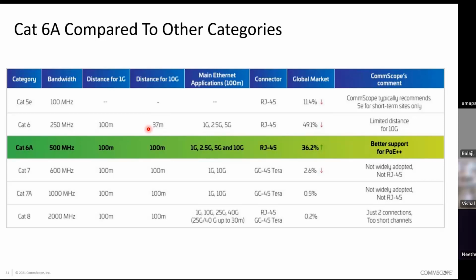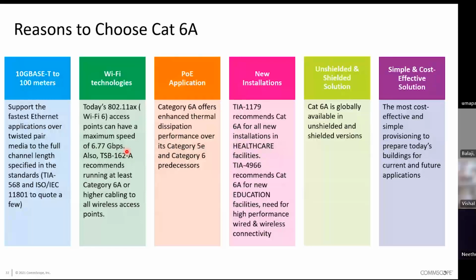So when you go for Cat 7 or Cat 6, supporting the average 40 meters is very rare. You need to go ahead with the Terra connector and install the Terra connector to a 40 meter patch cord. So already the dip is happening in the market share, where Category 6A's market share keeps on increasing. These are the key reasons why you need to choose a Category 6A kind of solution, whether it's a cable or end-to-end connectivity.